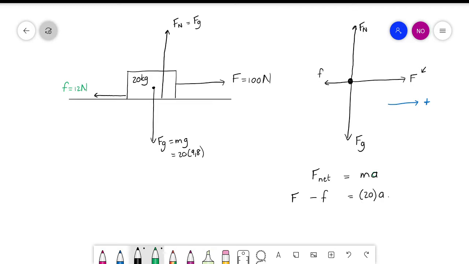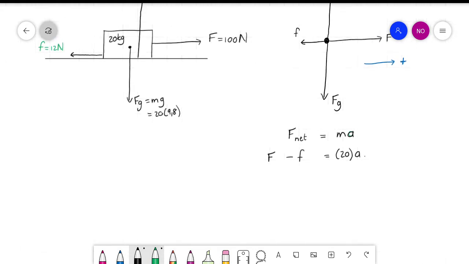And then I can calculate A. And then it's as simple as substituting. 100 minus 12 is equal to 20A.